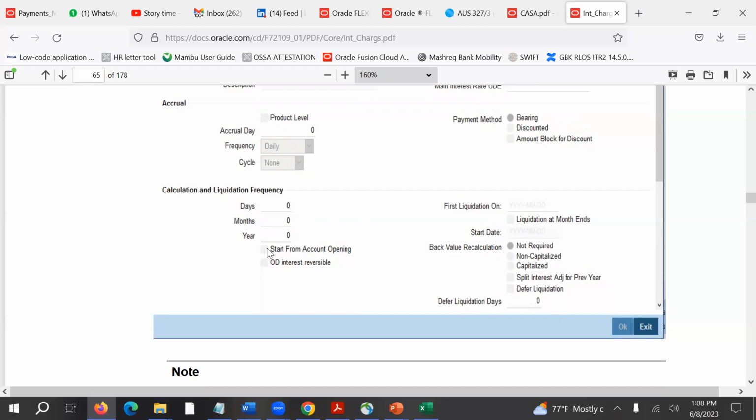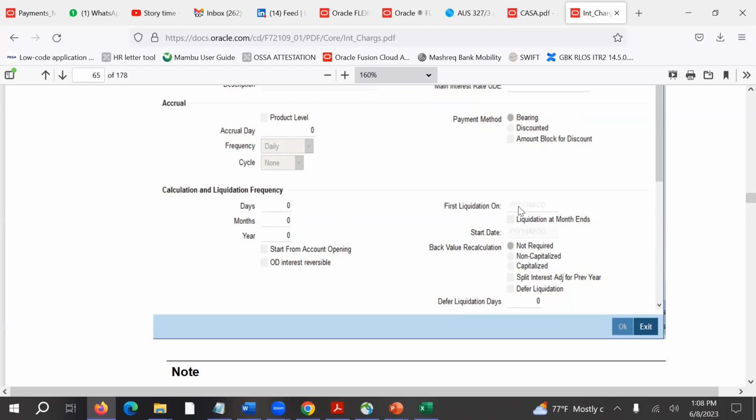And if I want to start from the account opening month, I'll mention it here. If I don't put it, then the first month is ignored. Then, when we are putting monthly, we have to say, if I open an account today, the 8th, then the next liquidation will come on 8th July. Instead of that, we can always say month end.